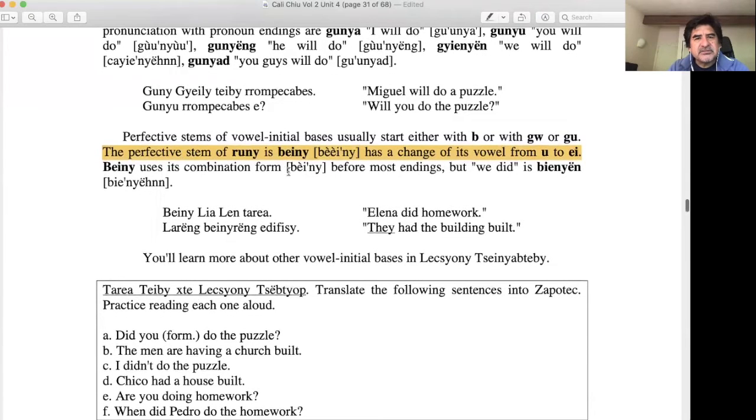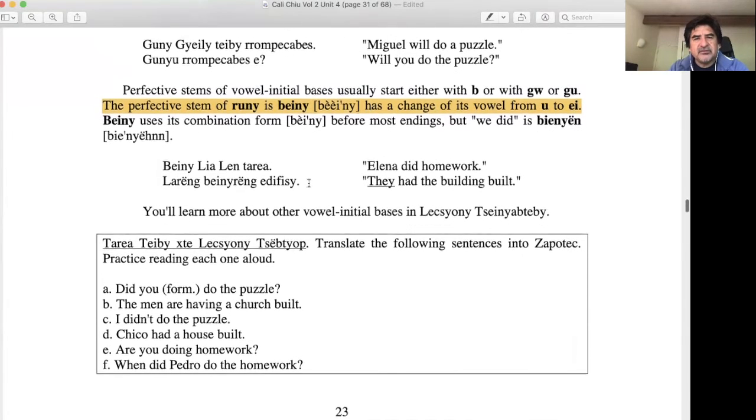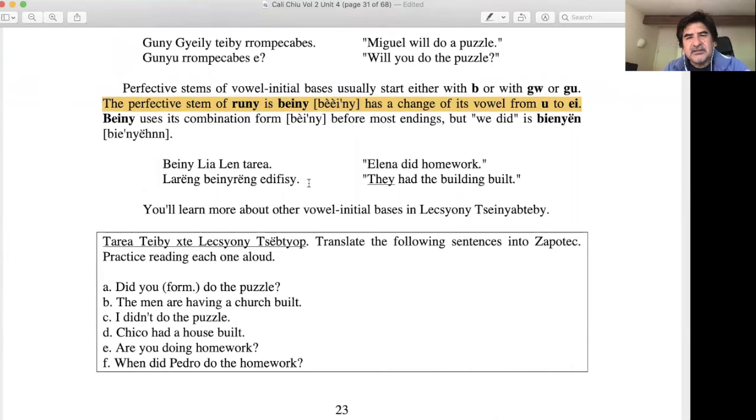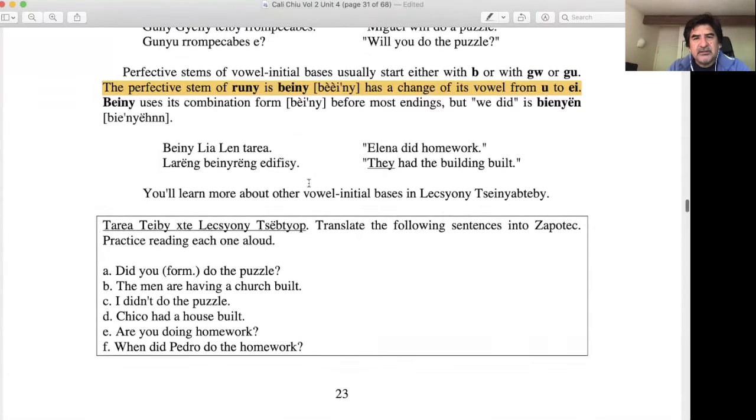perfective, which is bane. Okay, so it has a change of its vowel from U to EI. So if I want to say Elena did homework, I would say bem Lilian tarea, in the perfective. And then it can also be used with focus sentences.